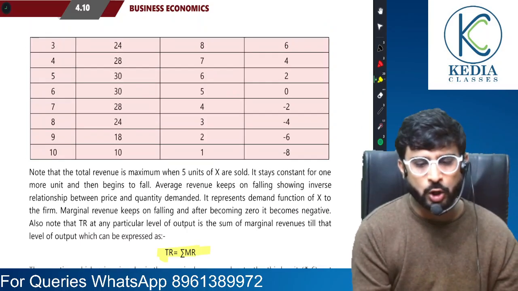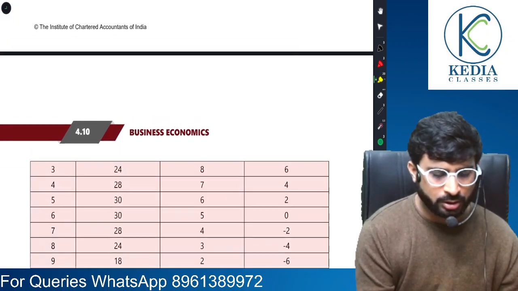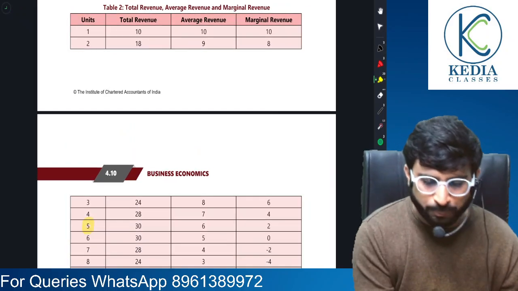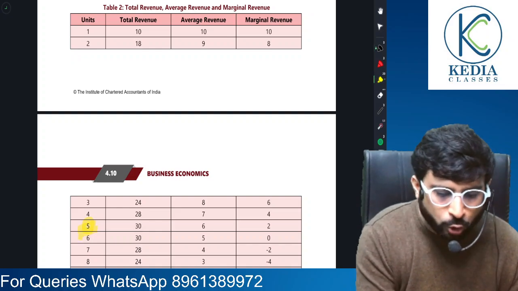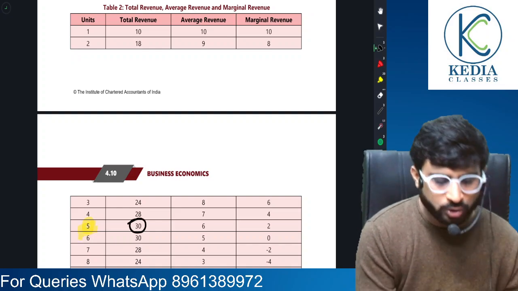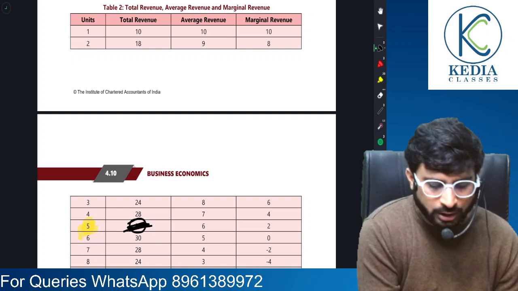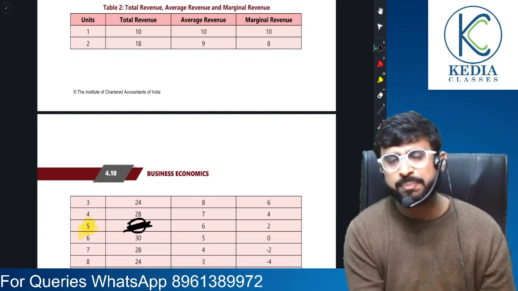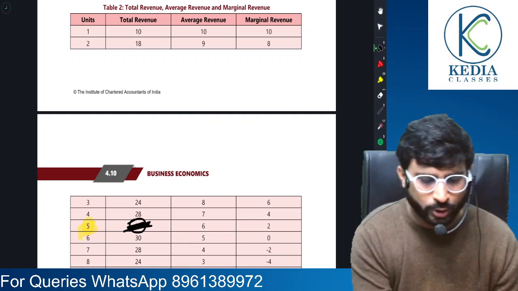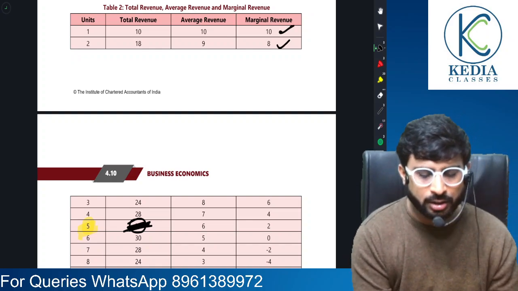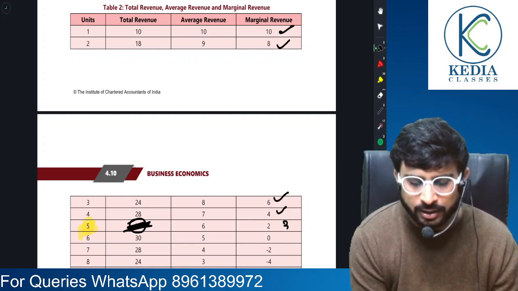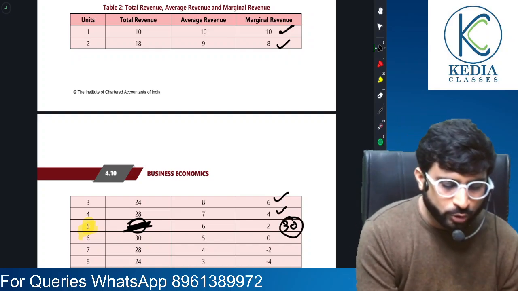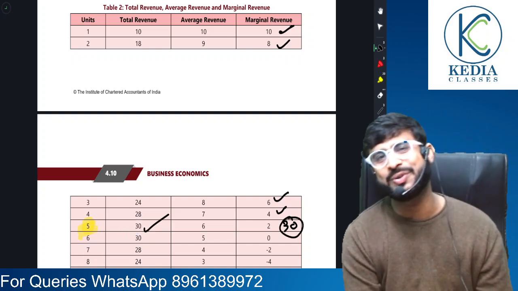Total revenue is the sum total of marginal revenue. Meaning what, sir? Suppose at 5 units, I want to find out the total revenue. Suppose you don't know this total revenue, let's erase it. So friends, what you have to do is add up marginal revenues till that point. So let's say 10 plus 8 is 18, 24, 28, 30. When you add all the marginal revenues till this point, you naturally end up with total revenue.